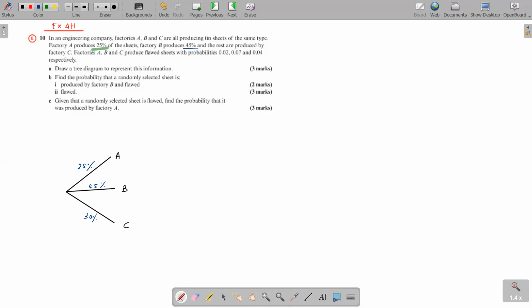So now moving on to the next step, you have to draw the next step. Now they're talking about the factories producing flawed sheets. You need to be a little bit cautious here because now you need to further branch out. So factory A, and you're going to branch out using factory A. Using these probabilities, how do you properly branch out? You know the total probability of the branches in a certain step should definitely add up to 1. So how do we extend the tree diagram? How do we name the branches?